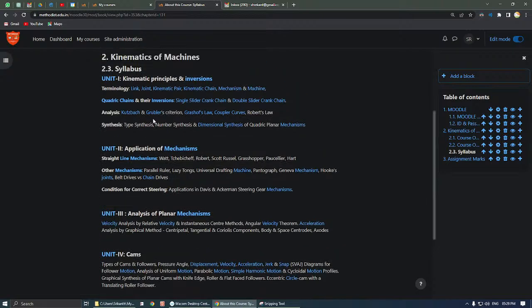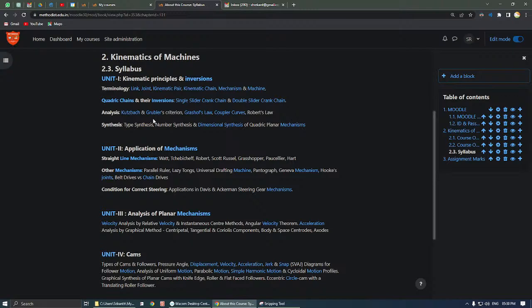So first unit deals with the introduction part, terminology. We are studying a few examples by the inversions of 3 chains. Then we have analysis, where we are finding the probability using different criteria, the Kurzweil, crypto, Kirchhoff's law. We have a brief introduction to crypto curve and Robert's law. In the synthesis, we are briefly going through basic introductory parts like synthesis, dimensional synthesis, and types of this, and we'll be applying it briefly for 1 or 2 examples of quadratic plan mechanisms. So that is what the unit 1.